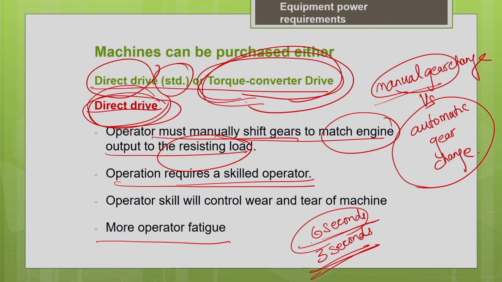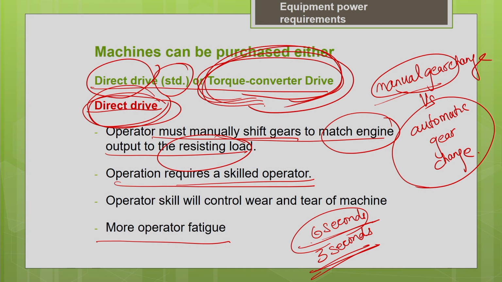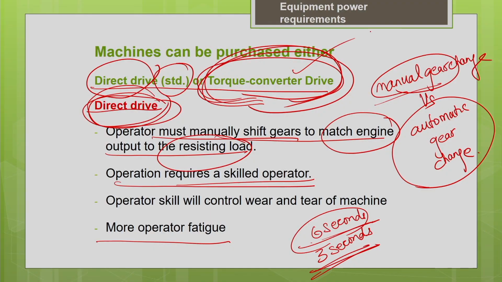Your automatic gear change, torque converter drive, will have a higher initial cost; you should note that. When compared to direct drive transmission, the initial cost of torque converter drive will be more, but you can get the benefits of increased productivity when you go for this machine. So when you estimate the productivity of the machine, you should appropriately adjust for the influence of the transmission on the cycle time.